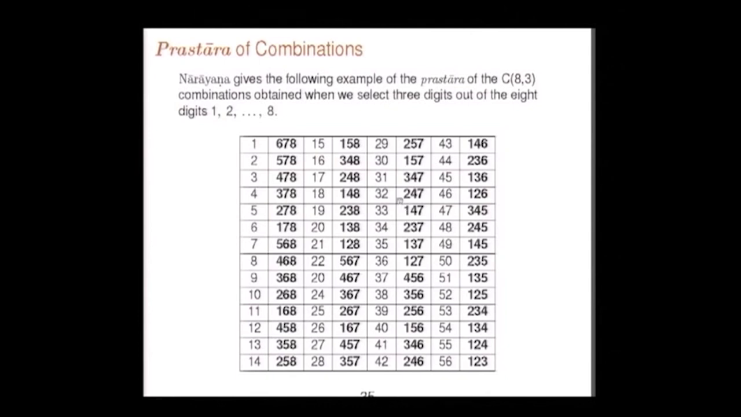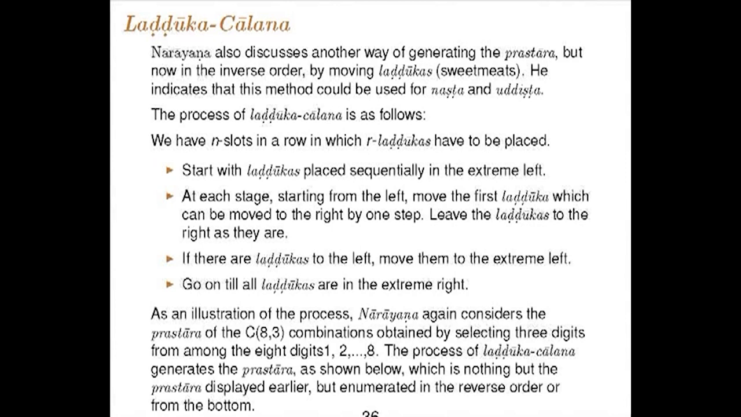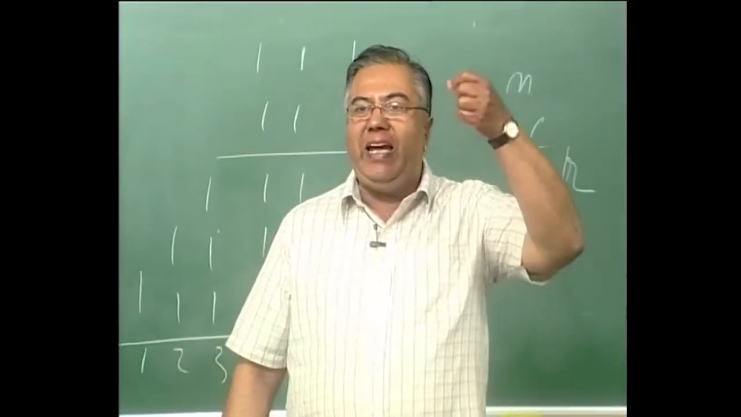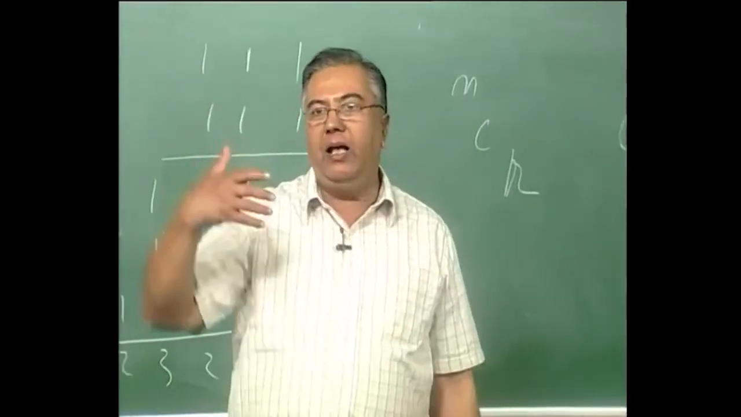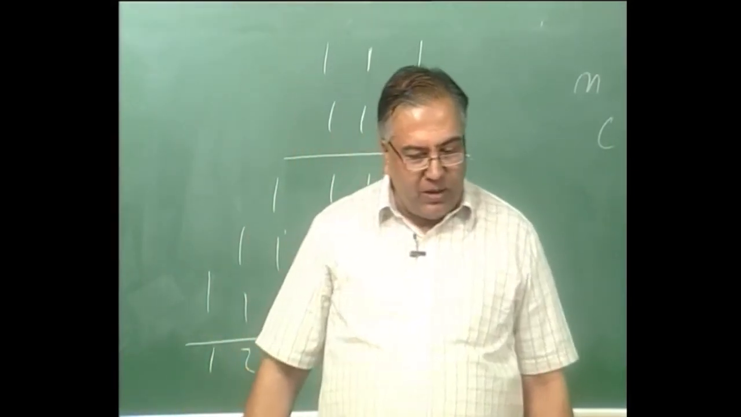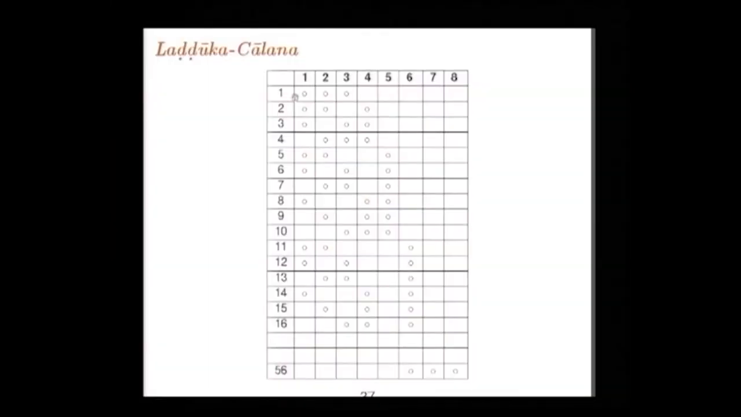And there is another interesting physical way in which Narayana says this prastara can be done. It is called Ladduka Chalana or Loshta Chalana. This was briefly hinted by Varahamihira in his half a verse that I mentioned in the case of the 16 perfumes. So the rule is like this. Let us look at this diagram. Keep these laddus here. Rule is from the left, the first laddu which can be moved to the right, move that to the right. Leave whatever else is to the right as it is. If there is something else to the left, bring them back down to the beginning.